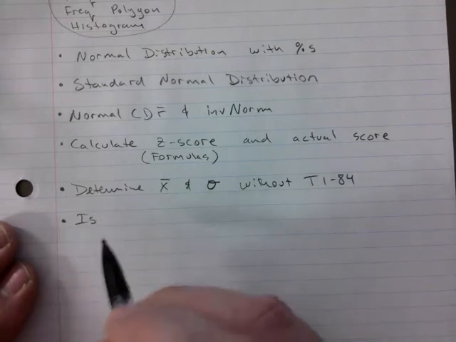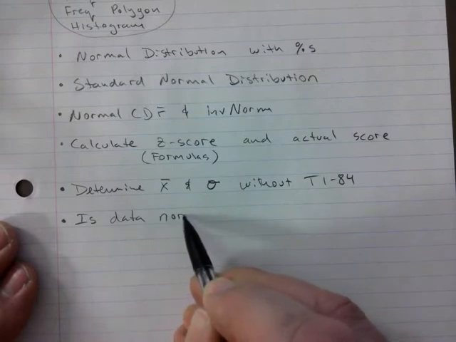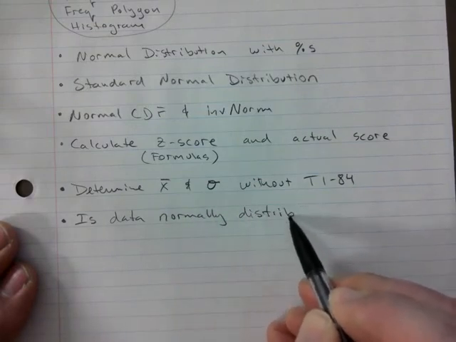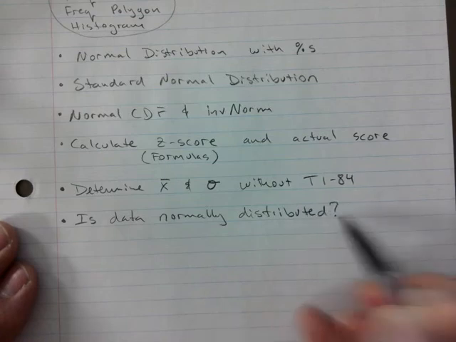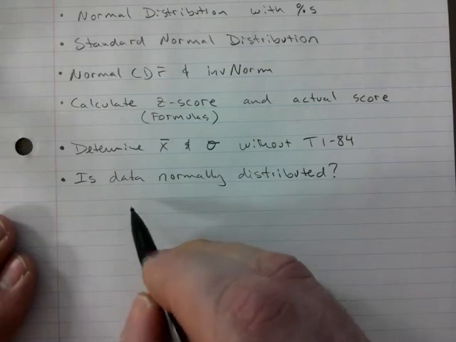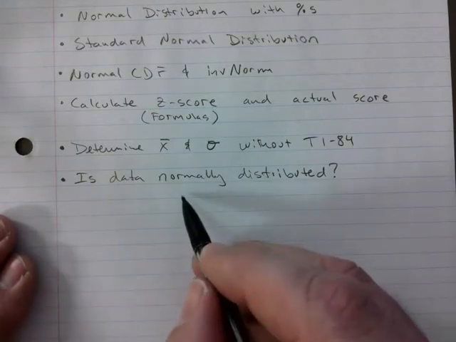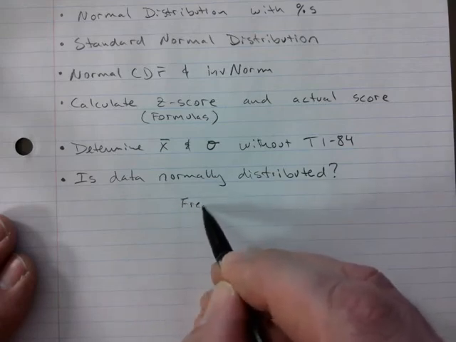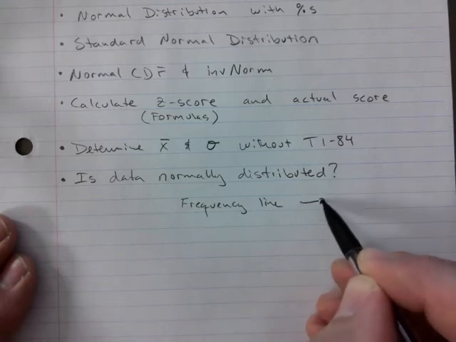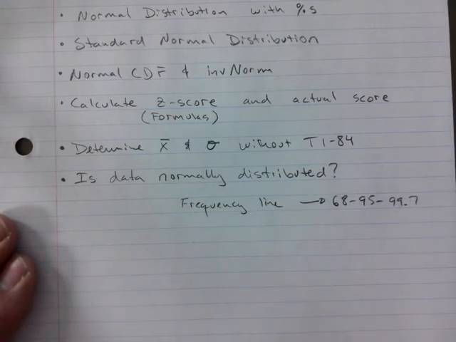You also need to be able to answer this question: is data normally distributed? We will say there are 2 ways of doing that. By looking at the graph, of course, but you make a frequency line and then check if it's following this rule. Go ahead.